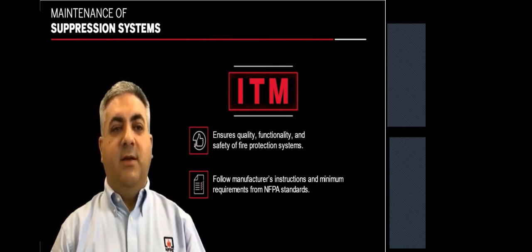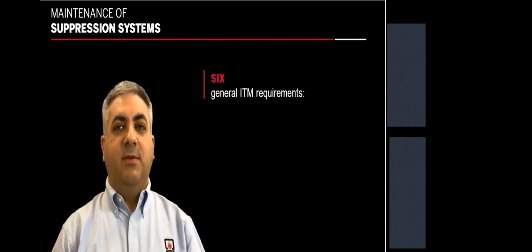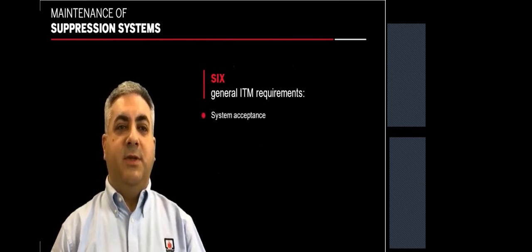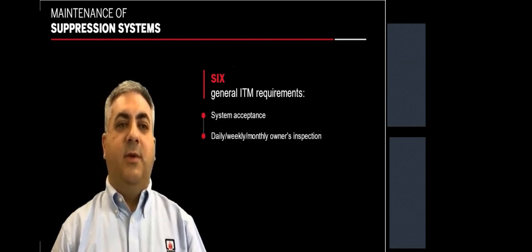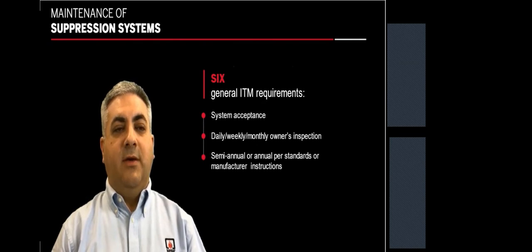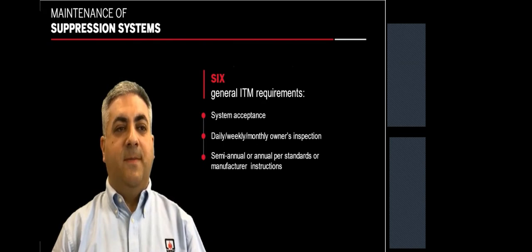While there are specific ITM requirements that pertain to each type of extinguisher or system, there are 6 general requirements that typically apply across the board. The first is a system or equipment acceptance procedure that occurs after installation to make sure the system is installed as intended. Next is a daily, weekly, or monthly owner's inspection that's conducted to ensure that there are no obvious signs of damage or other problems. The third is semi-annual and/or annual inspection, testing, and maintenance procedures that are spelled out by the requirements of the standards or the manufacturer's published instructions.